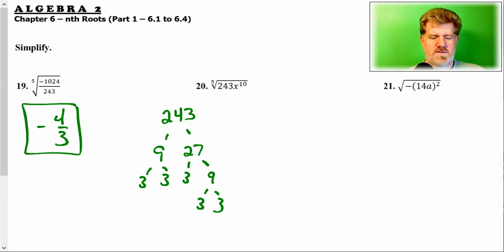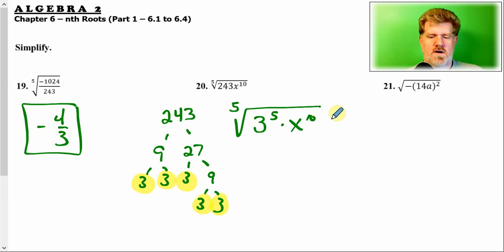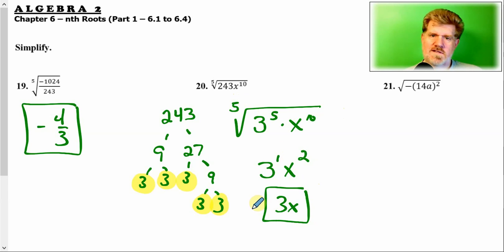So how many 3's do we got? 1, 2, 3, 4, 5. So if I write this, I got 3 to the 5th power times x to the 10th power. I divide everything by 5. 5 divided by 5 is 1. 10 divided by 5 is 2. That's how you break them up.